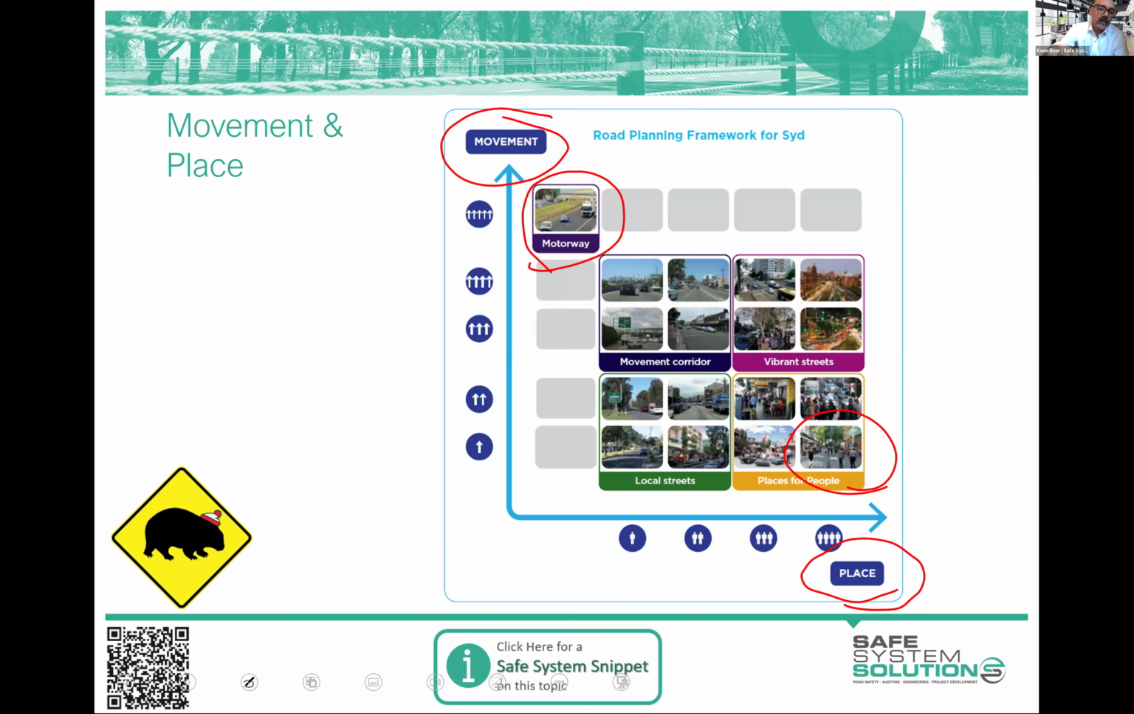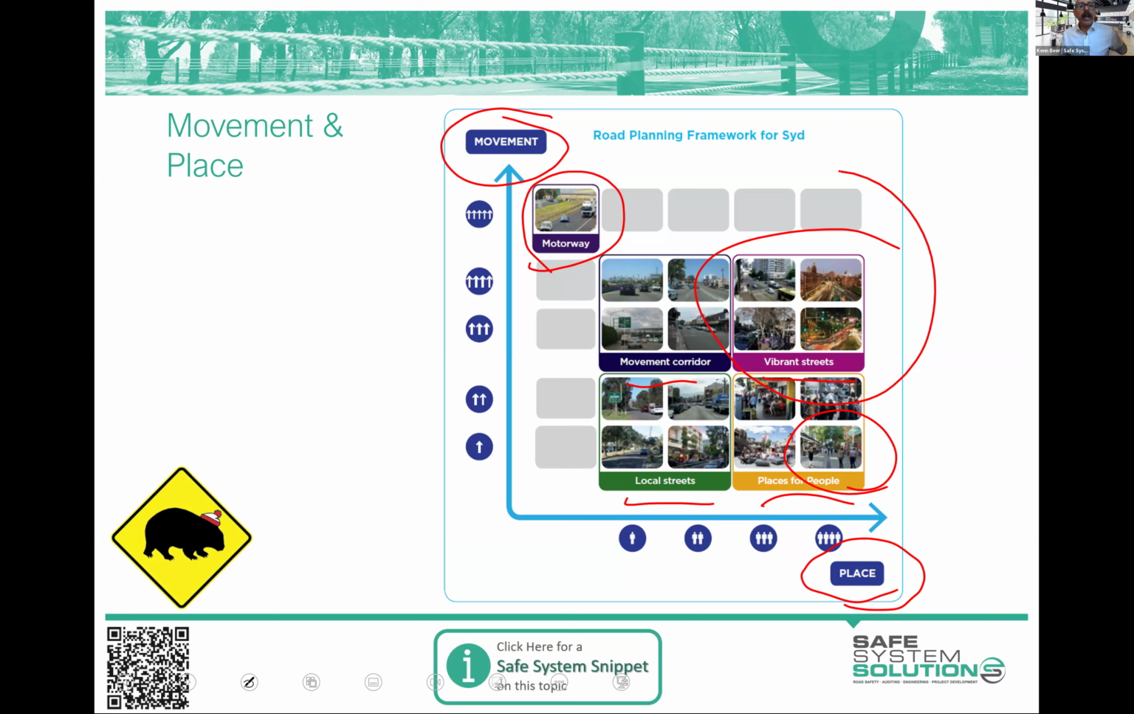And so you can see this one's divided up into these places for people, the local streets, movement corridors, and vibrant streets being those areas which are often very challenging because they want high movement through the area of people and goods, but they also want high place value, and it becomes a bit of a challenge. That's the most challenging category to think about what we can do to improve this area from a safety perspective, because there's multiple competing objectives.